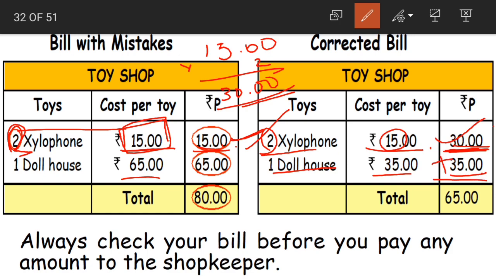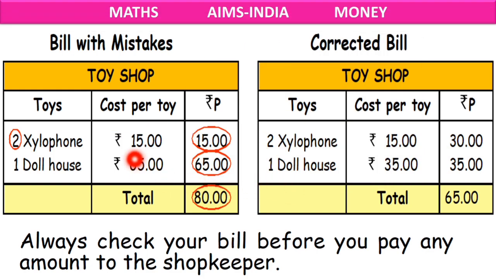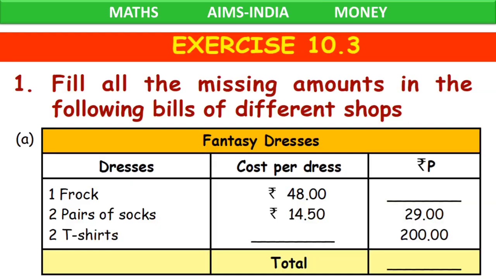Now when we add these two together, we'll get 65 rupees, children. So this is our correct bill. Understood? That is why we have to always check our bill. According to the wrong bill, we had to pay 80 rupees, but according to the correct bill, we have to pay only 65 rupees. So you have to always check your bill before you pay any amount to the shopkeeper, so that you do not end up paying more than what is actually needed.